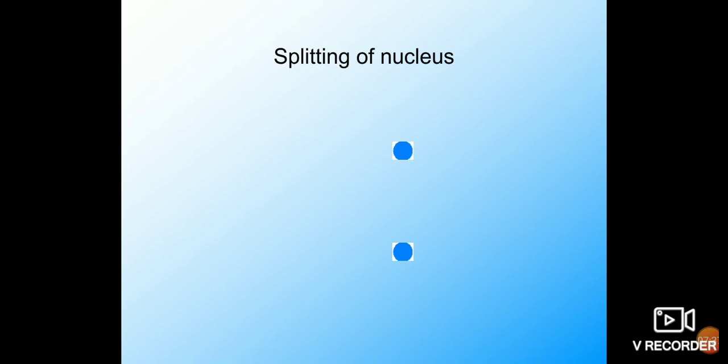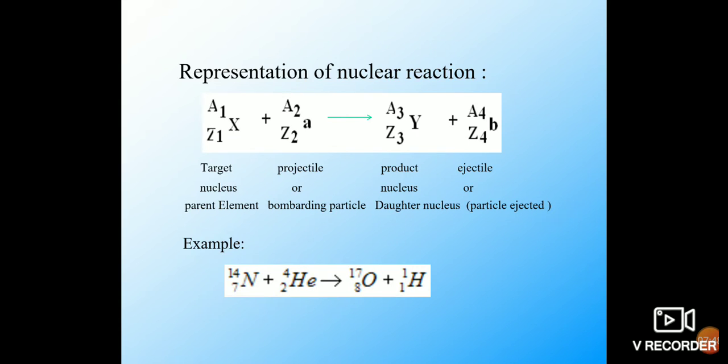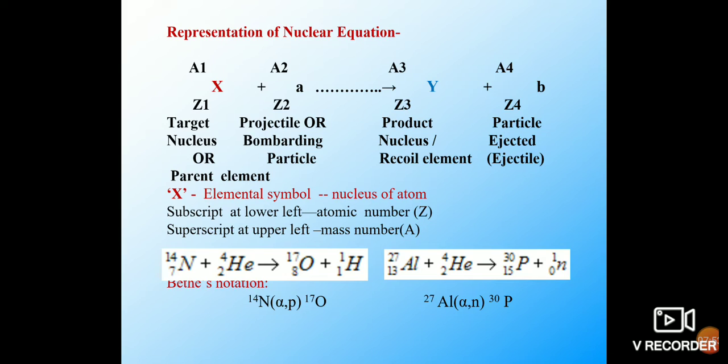So thus one atom of an element gets broken down into two different atoms of another element. Okay, so here this is the representation of nuclear reactions. We know that nuclear reactions mean one atom is bombarded with other lighter particles. You will get the product nuclei along with small particles, ejectile particles.